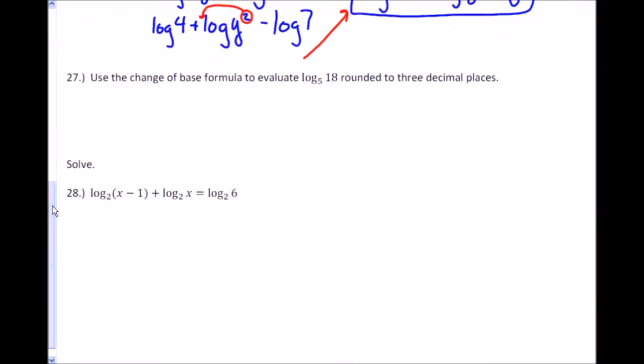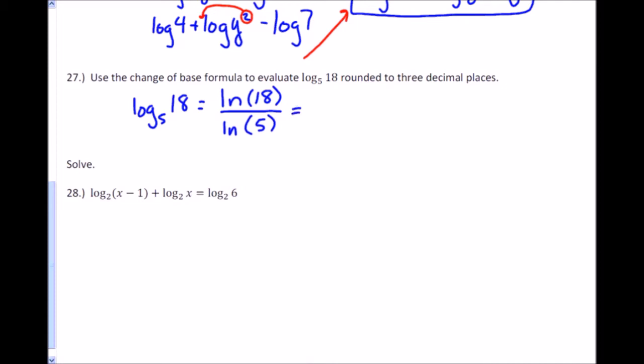In number 27, it says to use the change of base formula for log base 5 of 18, and we're going to round it to 3 decimal places. Remember, our change of base formula, no matter which logarithm base we have, we can always change it to a logarithm base that we want. So I'm going to change this to the natural log, and you just do the natural log of what was inside the original logarithm over the natural log of the original base. And when you do this, make sure you put parentheses around each of those numbers.